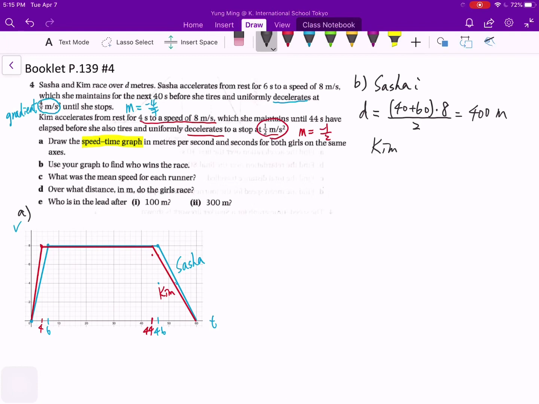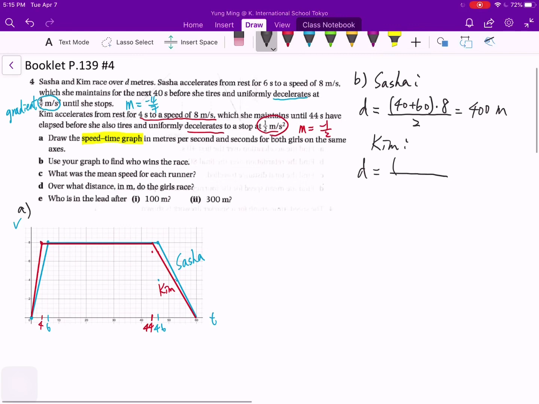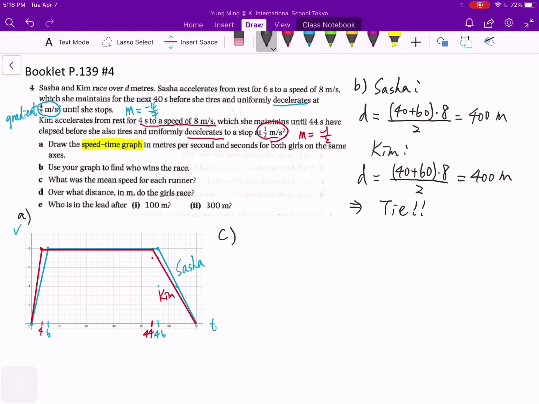For Kim, we can do the same thing. The total distance traveled will be the area of the other trapezium. Okay, now the top base is from 4 to 44, which is also 40. The bottom base is also 60, because she stops at 60. Our height is also 8, we also divide by 2. It turns out that it's exactly the same, so 400 meters traveled. So both of them traveled 400 meters at the end of 60 seconds, so that shows that we're having a tie over here.